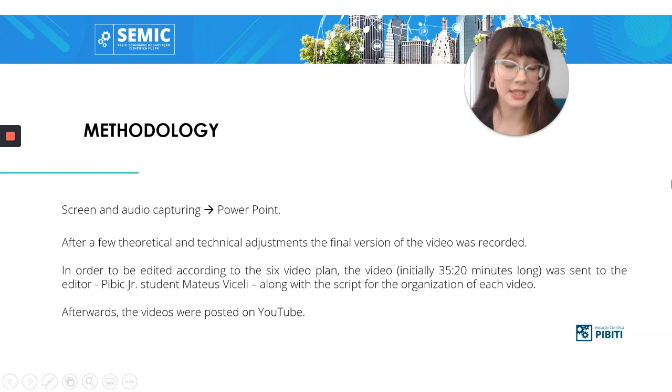So after a few scripts, after a few videos that were sent to be evaluated, after the adjustments, not only theoretical but also technical, were made, the final product of our videos was a final video that was initially 35 minutes long, but of course that was not the final product. It was sent to Mateus, who's the PBK junior student, so that he could edit. Along with the final video, there was a script for the organization of each video, so he could cut in the correct parts, and we would have the result of the 6-video plan, right?